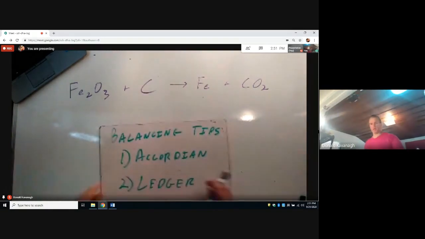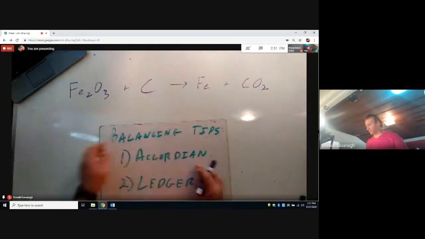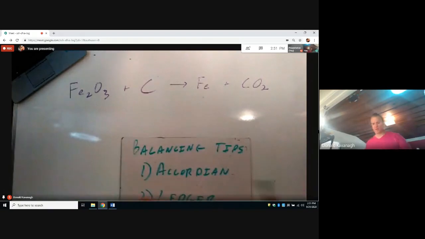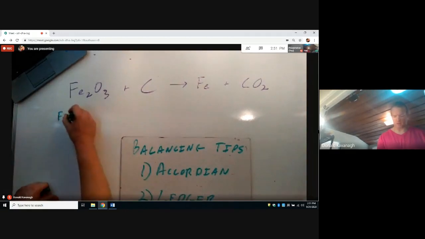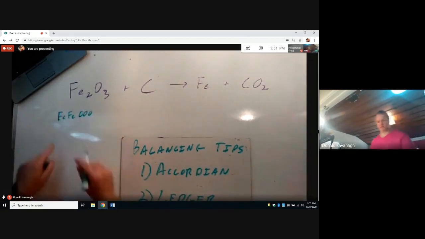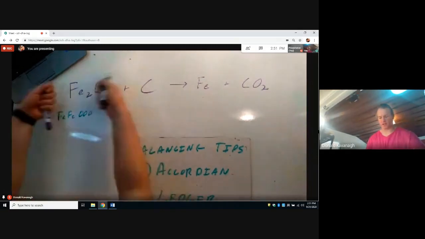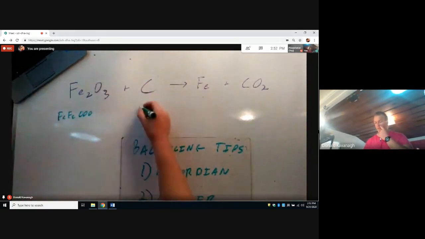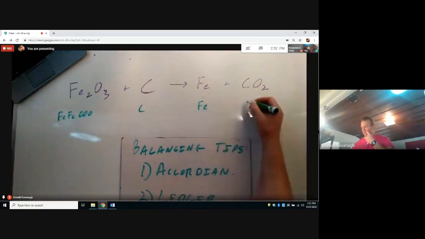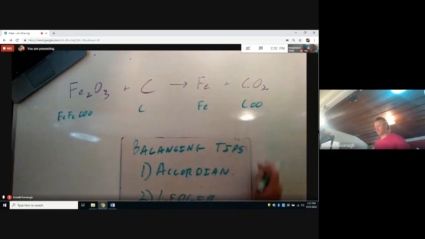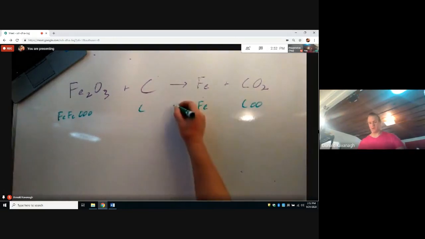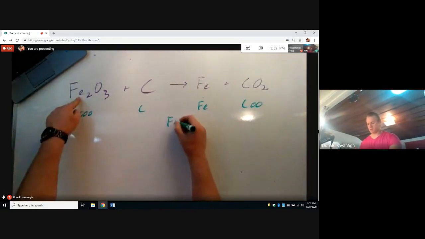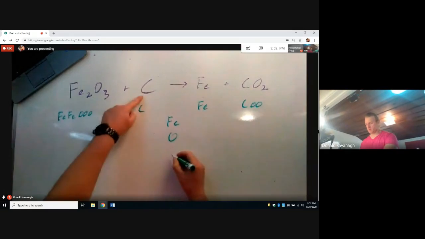We're going to do an accordion of each of our reactants and products to help us balance this. Fe2O3, iron oxide. That is our accordion, as if we stretched it out to remove those baby numbers. We need our ledger: iron, oxygen, carbon.